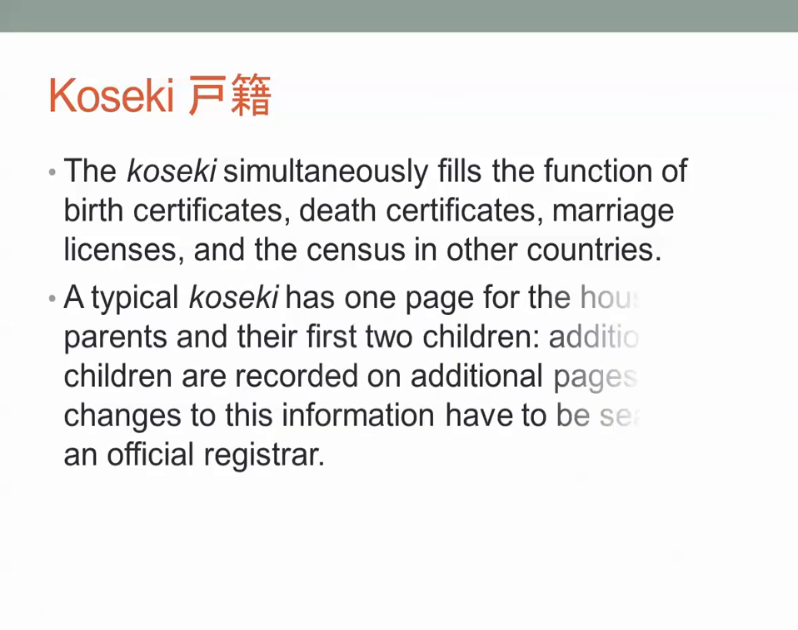A typical koseki has one page for the household's parents and their first two children, and then additional children are recorded on additional pages. Any changes to that information have to be sealed, have to be stamped, if you will, by an official registrar, a government registrar. So the koseki, this family registry, is typically kept in a municipal office as the formal record of particular households.